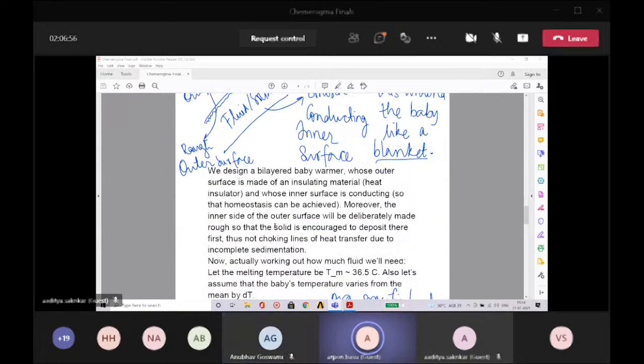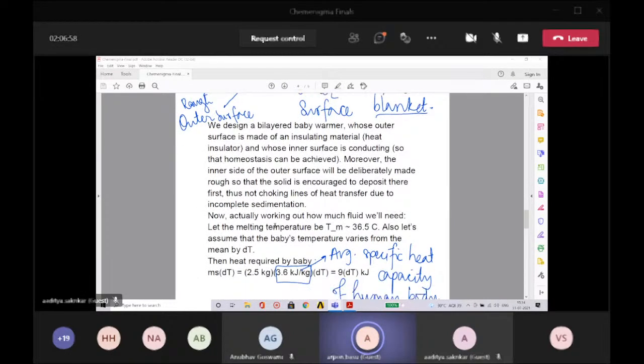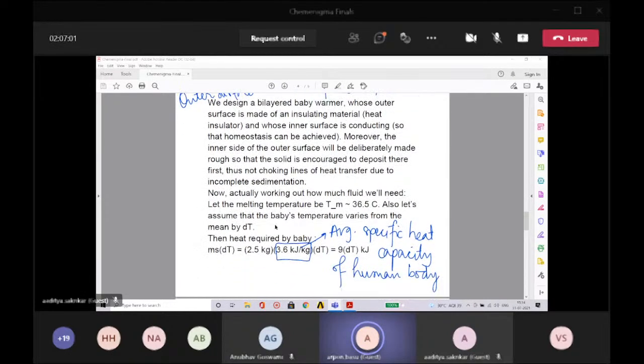We have also performed some calculations. So the melting temperature, as we said, should be around 36.5 degrees centigrade. The weight of a baby is assumed to be 2.5 kg. The specific heat of the human body was taken to be 3.6 kilojoule per kilogram. And suppose the temperature varies by dT. We will determine dT later.